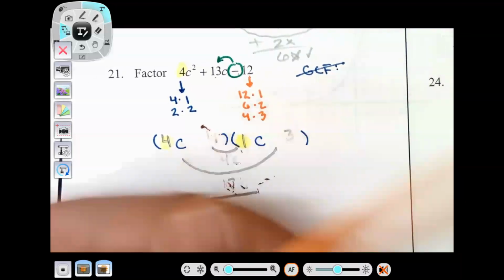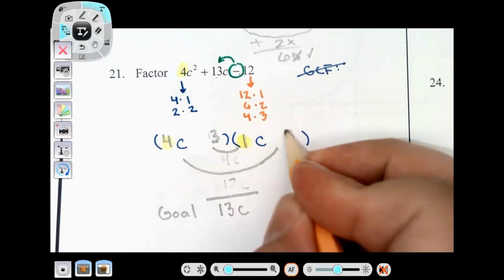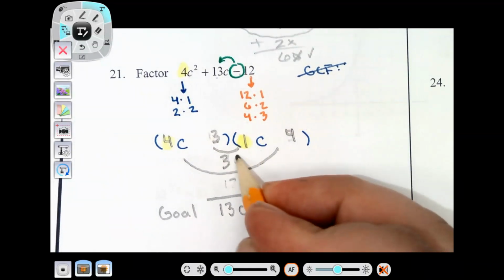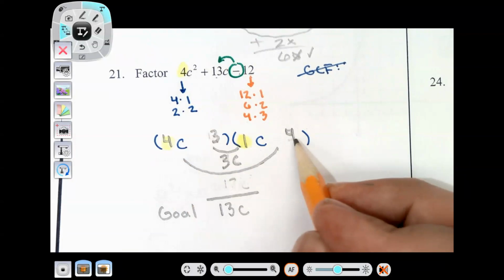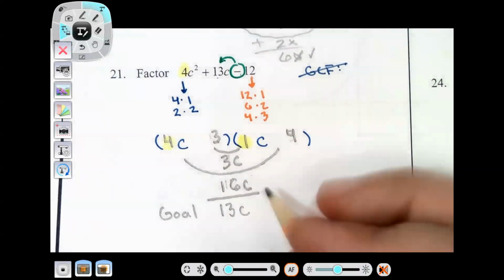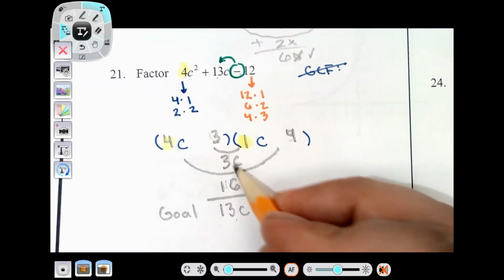I can leave the 4 and the 1. That's a good thing. I don't have to change those. But I'm going to change it to a 3 and a 4. All right, here we go. 3 times 1 is 3. 4 times 4 is 16. And if I subtract them, there it is. I want to get a 13 when I subtract, and that's what I get from here.